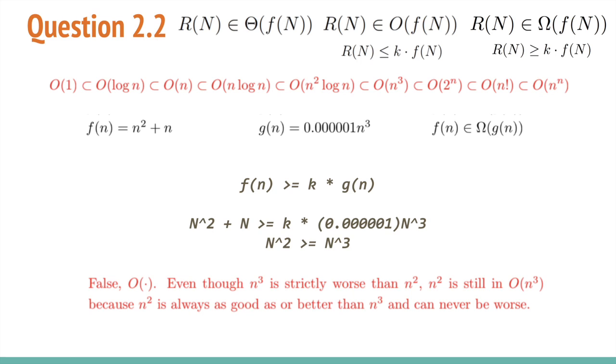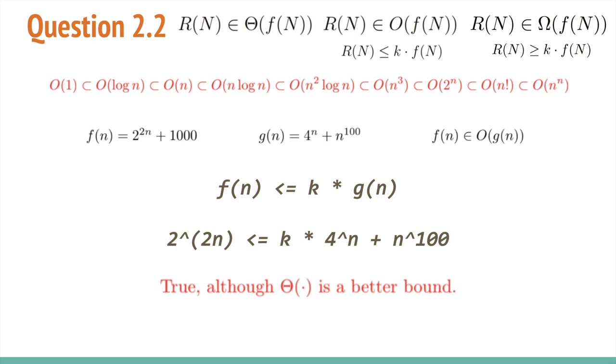This next statement says n squared plus n is greater than or equal to k times 0.000001 times n to the power of 3, which is not true, since as n approaches infinity, f of n will be bounded by n squared, and g of n will be bounded by n cubed. And n squared is always as good as or better than n cubed. It can never be worse. So this is false and should be big O instead.